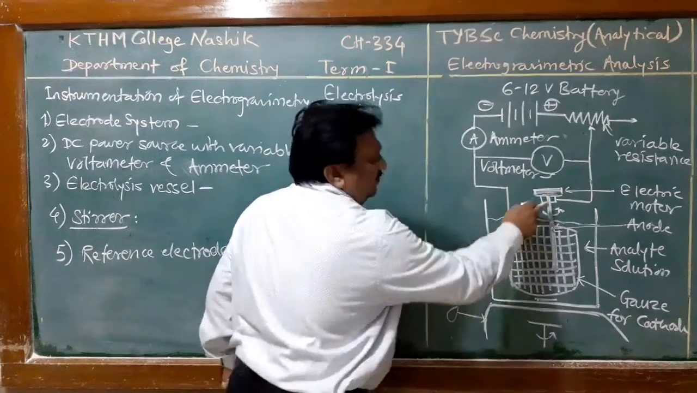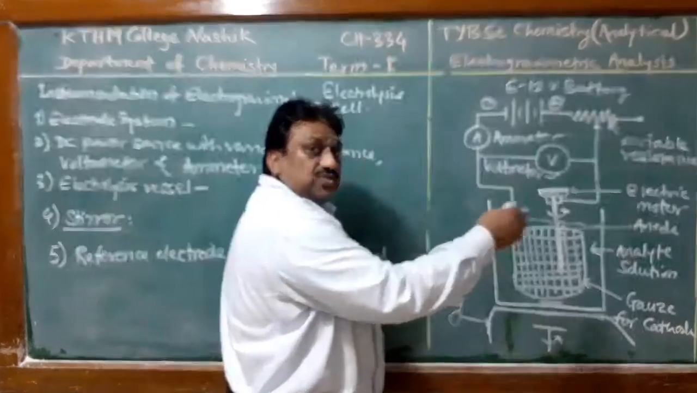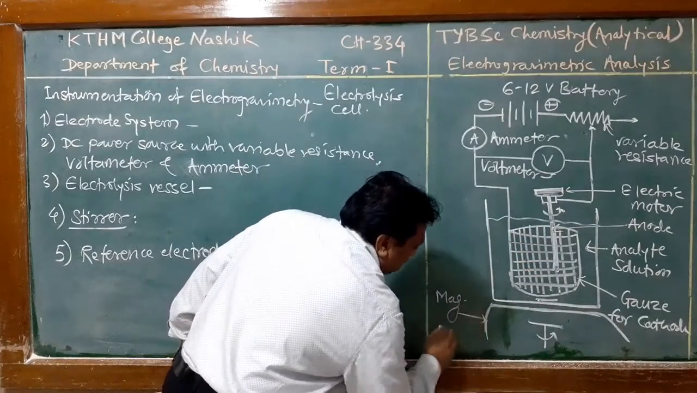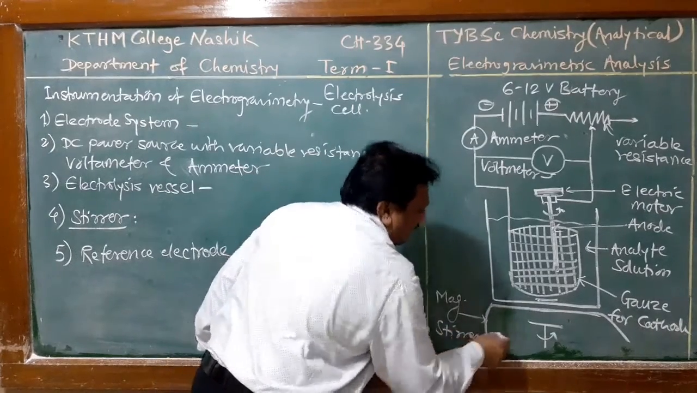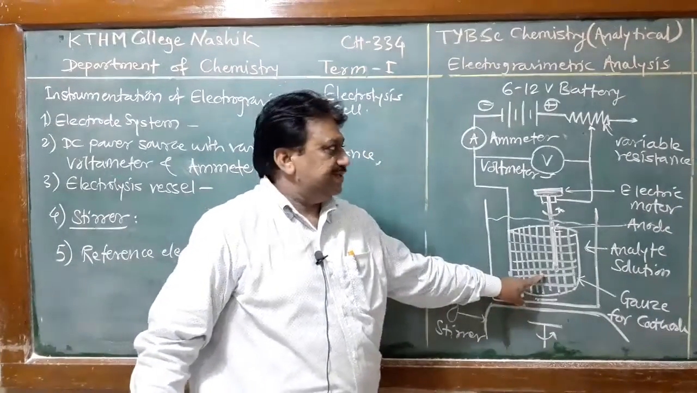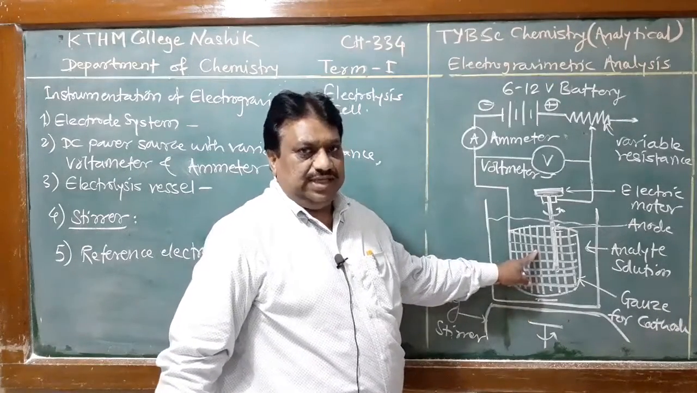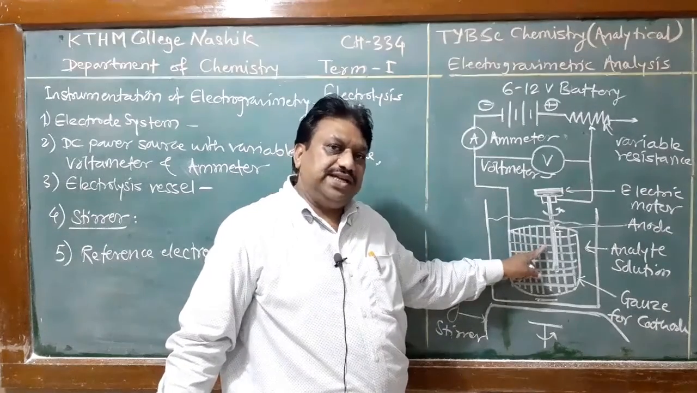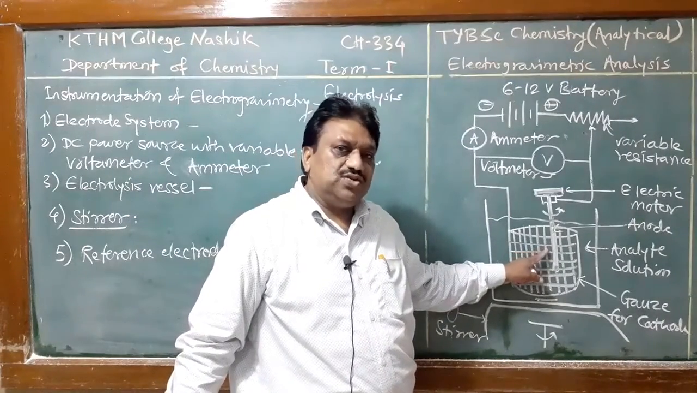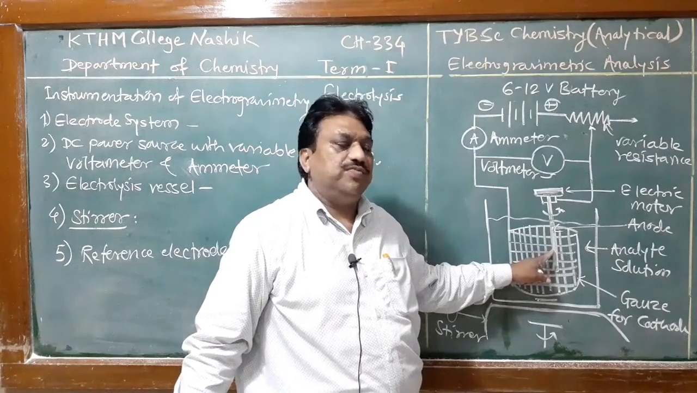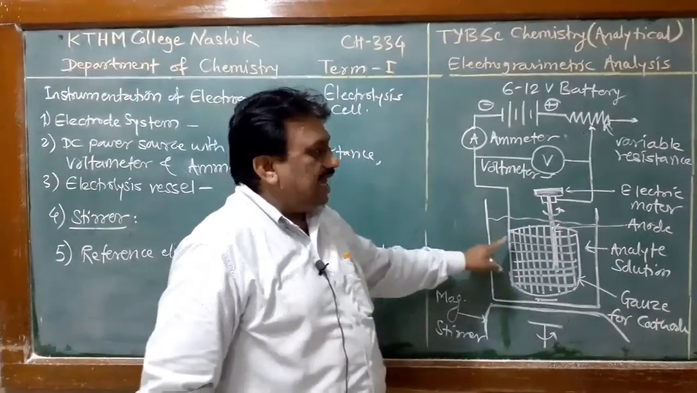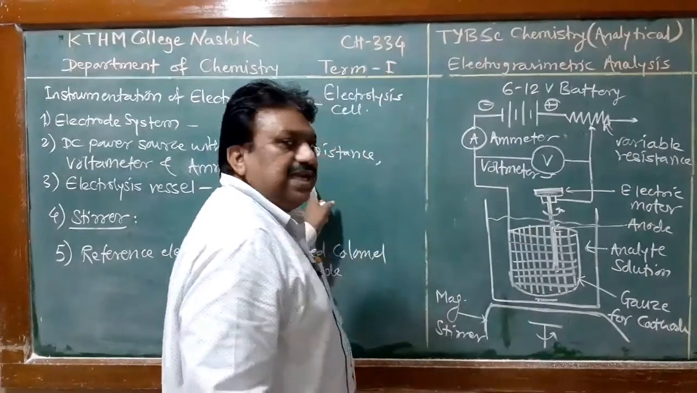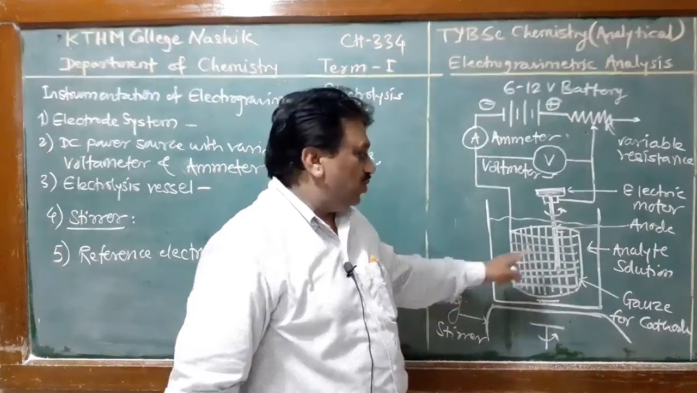If required, if this electric motor is not connected to this anode, at that time a magnetic stirrer may be used for the stirring process. Stirring is very important in the electrolysis process because it decreases the convection effect, the concentration gradient decreases, and overvoltage also decreases, and it gives rapid deposition of the ion. This is a diagram that represents the electrolysis cell, and this electrolysis cell is used in the electrolysis process.